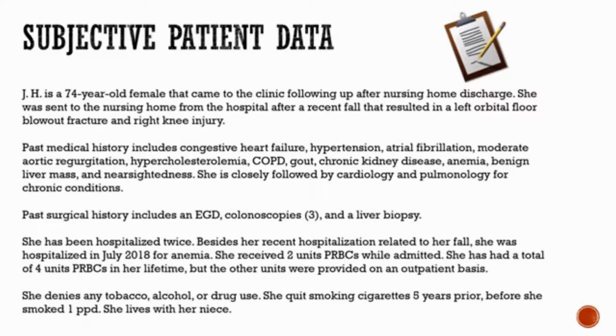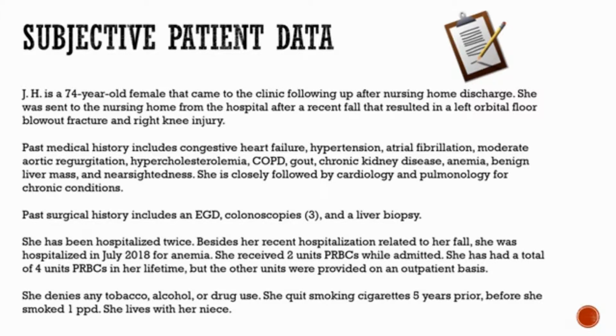She was sent to the nursing home after hospitalization when she fell, and it resulted in a left orbital floor blowout fracture and a right knee injury. Her past medical history includes CHF, hypertension, AFib, moderate aortic regurgitation, high cholesterol, COPD, gout, chronic kidney disease, anemia, liver mass, and nearsightedness. She's closely followed by cardiology and pulmonology.